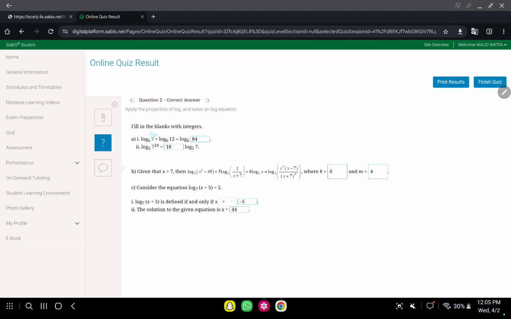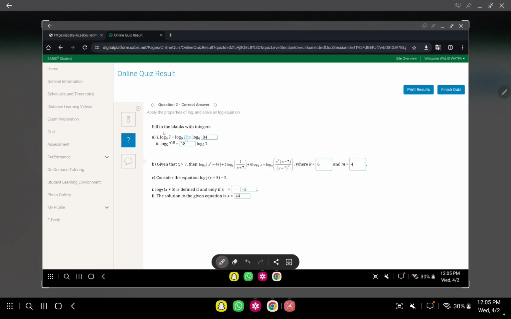Question 2, it doesn't even need that much. Over here, log base 6, 7 plus log base 6, 12 is log base 6 what? When we have addition, what do we do with the term under the log? We multiply them. So 7 times 12 is 84. Following the rule, log base a m plus log base a n is equal to log base a m times n.